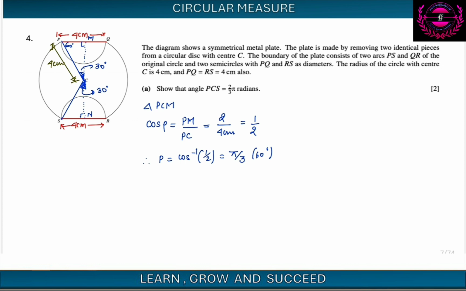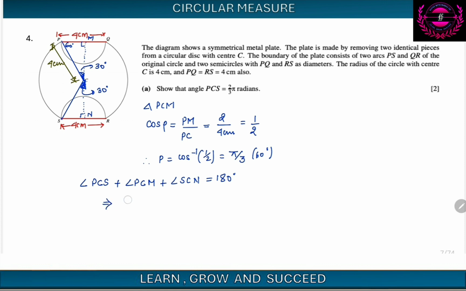Now we know that angle PCS plus angle PCM plus angle SCN equals 180 degree.